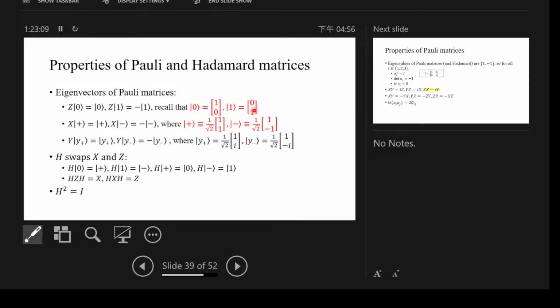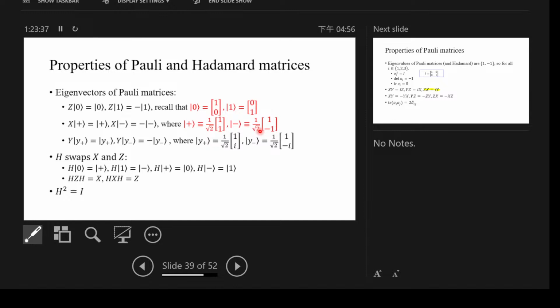And then this ket 1, which is (0, 1), is also an eigenvector of Z with eigenvalue minus 1. Okay. And then we also have the eigenvectors of X, which you should also memorize. Those two vectors are very important. We define them as 1 over square root 2 times the vector (1, 1), and 1 over square root 2 times the vector (1, minus 1).